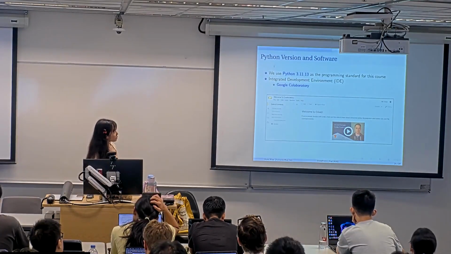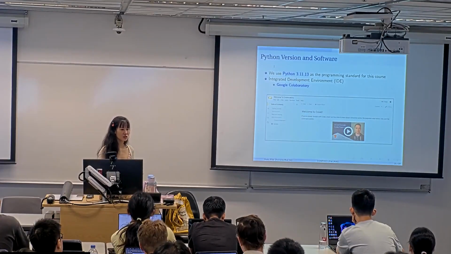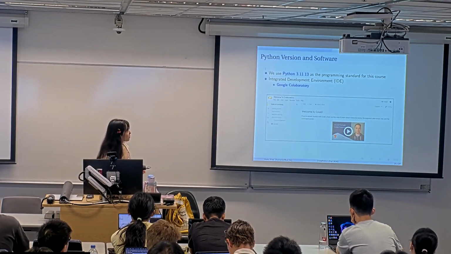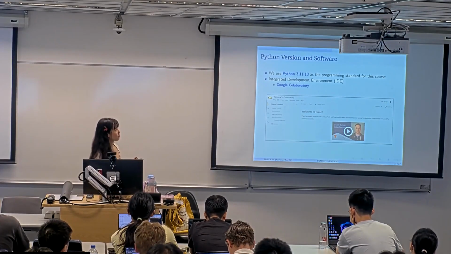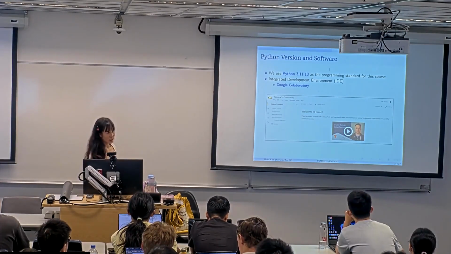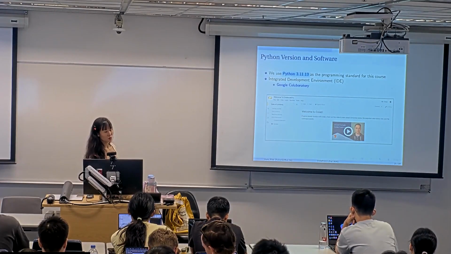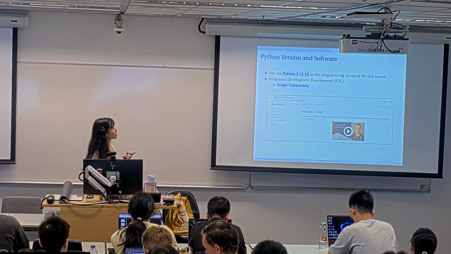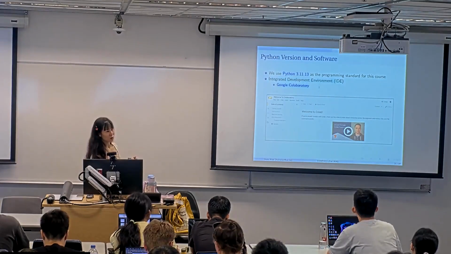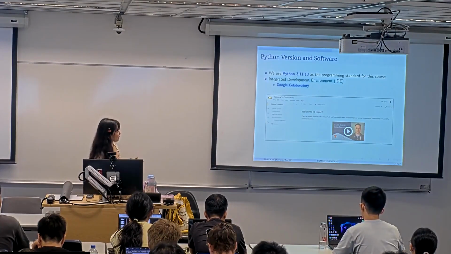Then about the Python version and software, that's what Python version you should use to finish the coursework. So in this coursework, we use Python 3.11.13 as the programming standard for this course. Actually, this is the Python version used by Google Colab. That's why we select this version. And we recommend everyone to use Google Colab to finish your coursework, to develop your AI models.